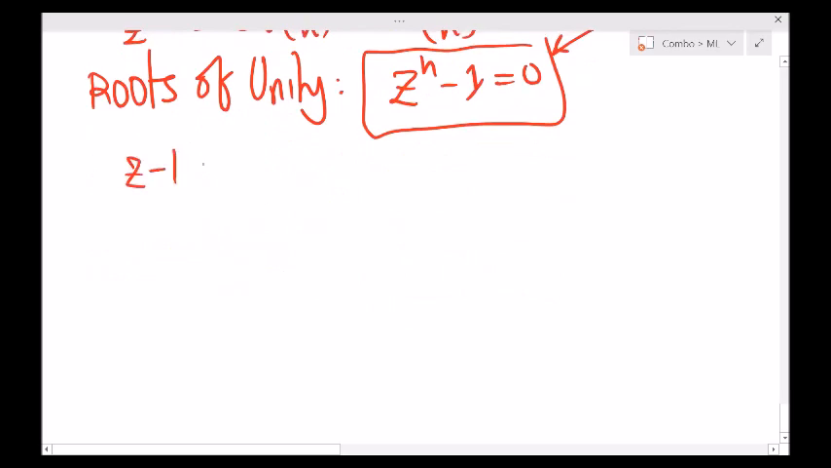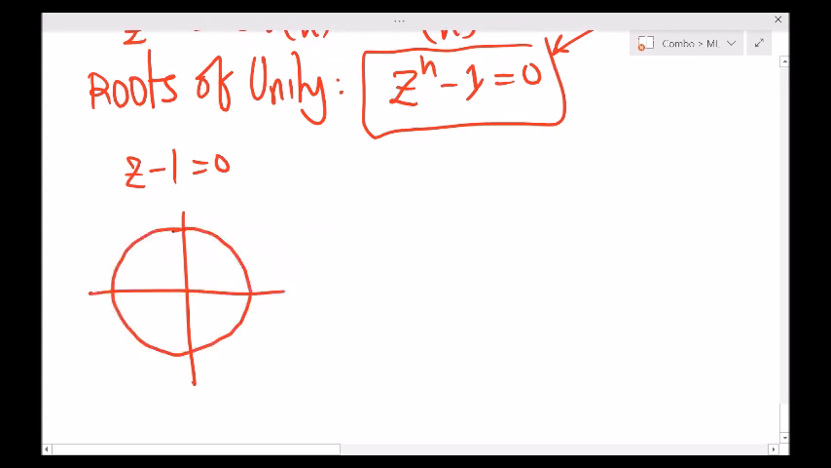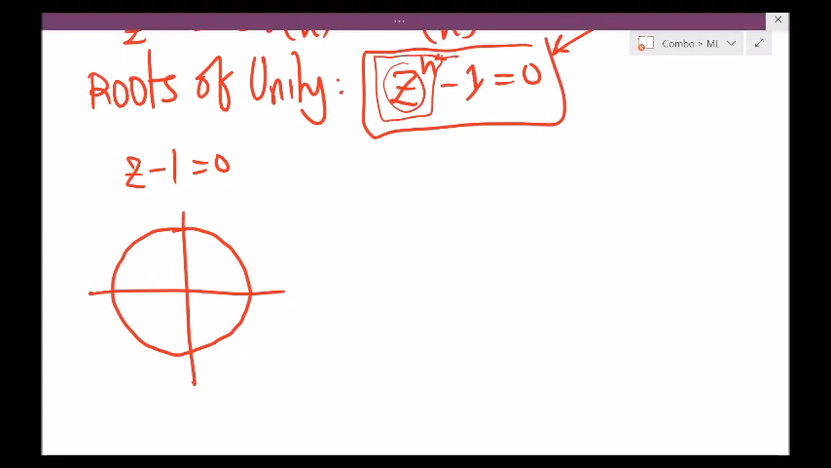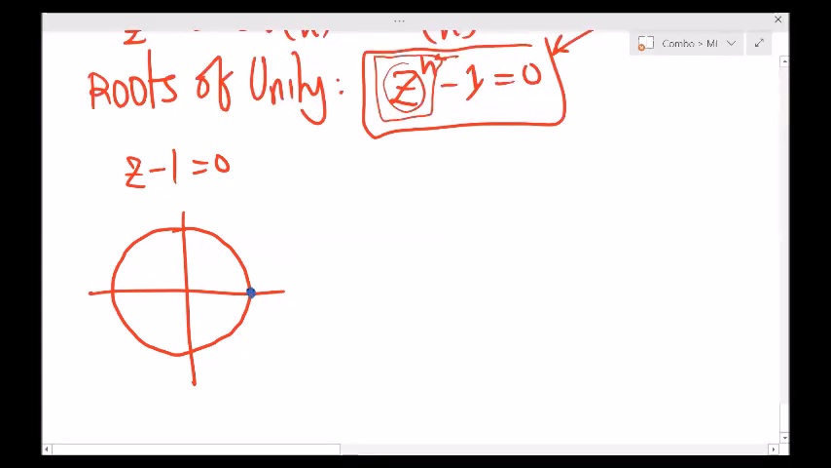z minus 1 is equal to 0. What are the roots on the unit circle? By now, I know that the root has to be on the unit circle, right? Because you take a complex number, you take it to an exponent. If z is not on the unit circle, if the magnitude of z is more than 1, it will spiral out. If the magnitude of z is less than 1, it will spiral in. So it has to be exactly on the unit circle. Yeah, this one is easy. The root is here. Done. How about the next one?